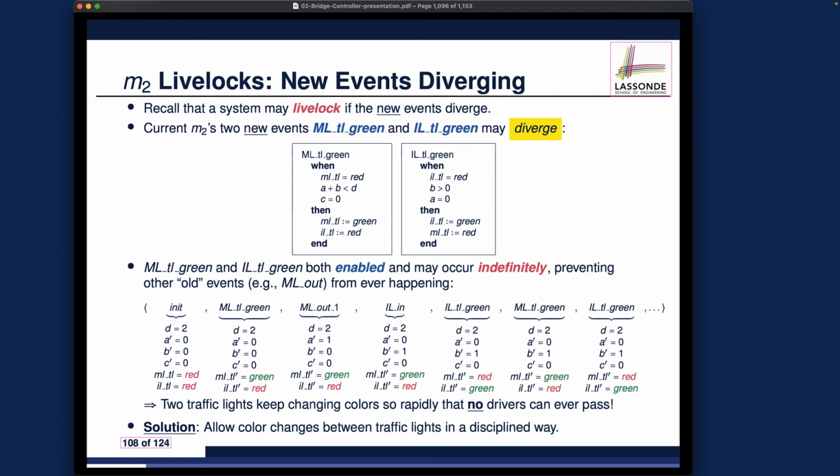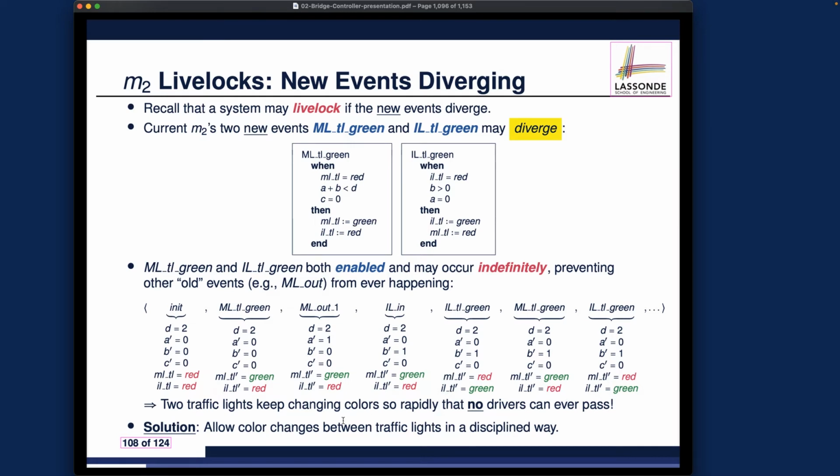We were convinced that the current refinement model M2 actually has a livelock. And the way to prove it is by providing this witness system trace that shows the divergence between two events, starting from over here, ILTL green, MLTL green. They simply happen indefinitely. And we'll now try to see how we can fix this issue.